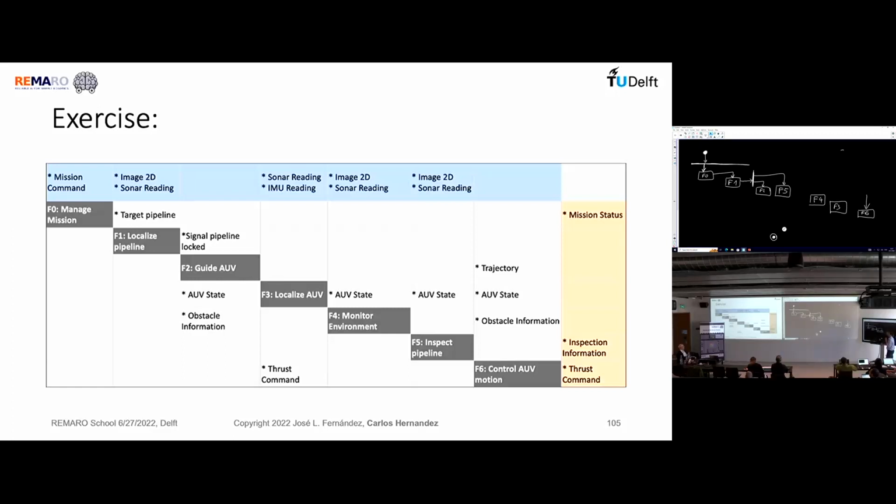What is F3 actually? It is localize the AUV, and that's probably also something that you want to continuously have. Your state estimation. Same as the control, the state estimation, that's running all the time, right? So that's a candidate to be running all the time. And what is F4 that doesn't have an input yet? That's monitoring the environment for obstacles, etc. Probably we also want that to be running continuously in a cycle, right?